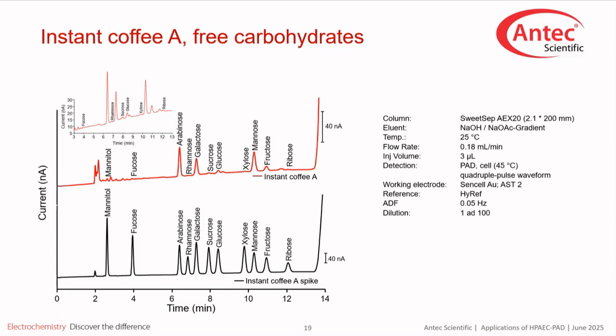So the black chromatogram displays the coffee sample, which was spiked. This was to help you identify the compounds based on the retention time. But take a moment to check out the separation of arabinose, rhamnose, xylose, and mannose. It's a great demonstration of the excellent separation capabilities of the SweetStep stationary phase.